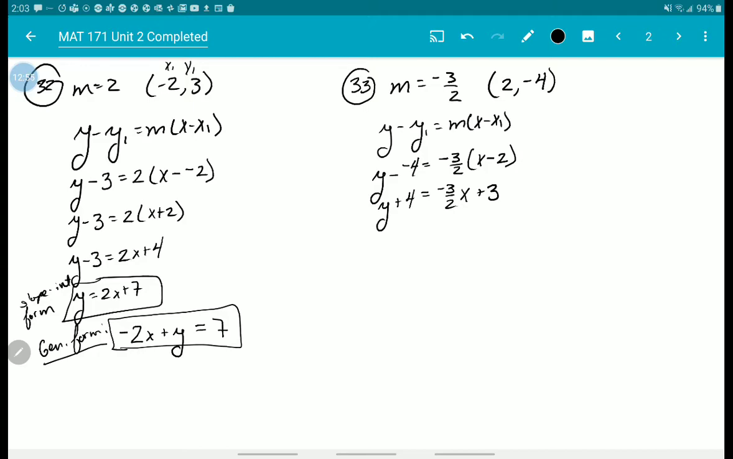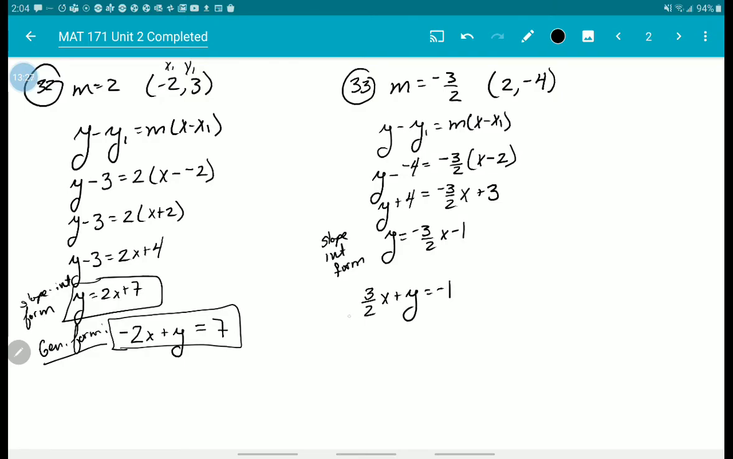Now let's do slope-intercept form on this one too. So we're going to move that 4 to the other side by subtracting. So this is slope-intercept form. Now, let's say we want general form also. General form has to get x and y on the same side. So let's move this x term to the other side. And we can do that by adding it.